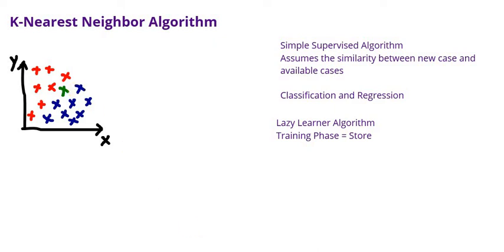For that, the first step of the k nearest neighbor algorithm is identifying the value of k. First you need to identify the value of k. This is just an assumption, so I am taking the value of k as 5.